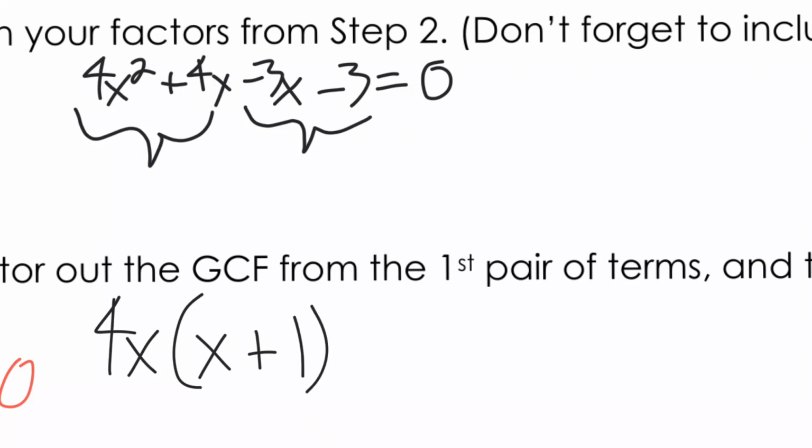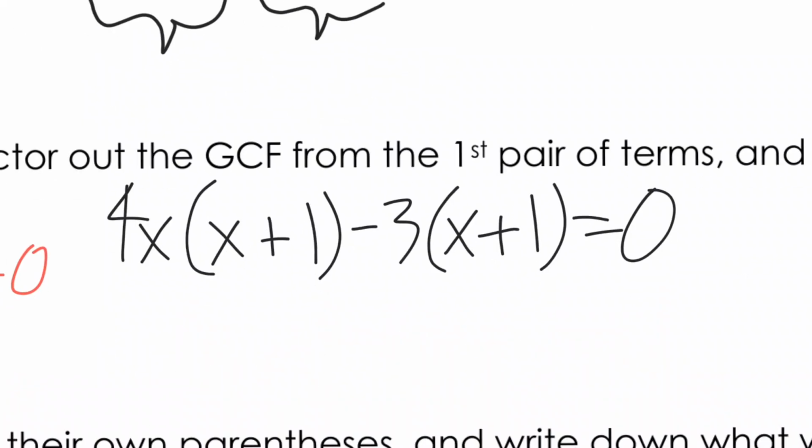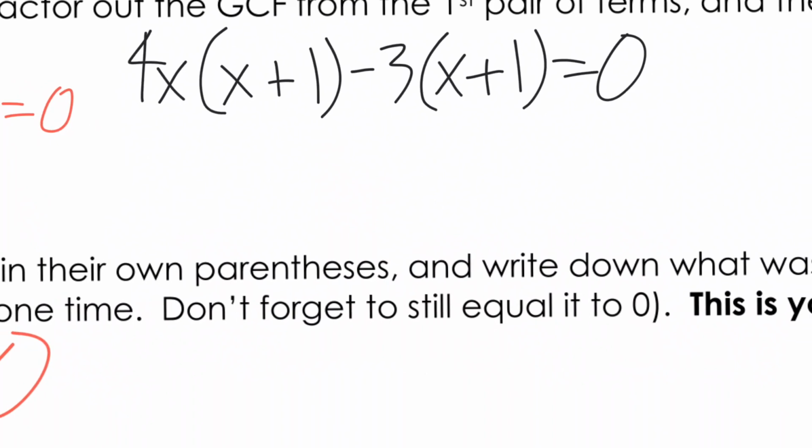And then the second pair of terms, minus 3x minus 3, they're both divisible by a negative 3. Negative 3x divided by negative 3 is x. Negative 3 divided by negative 3 is positive 1. So you see that the x plus 1, I have that 2 times. That's what should happen. The stuff inside the parentheses should always match.